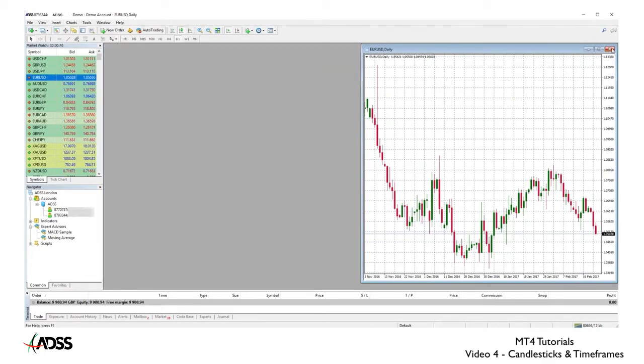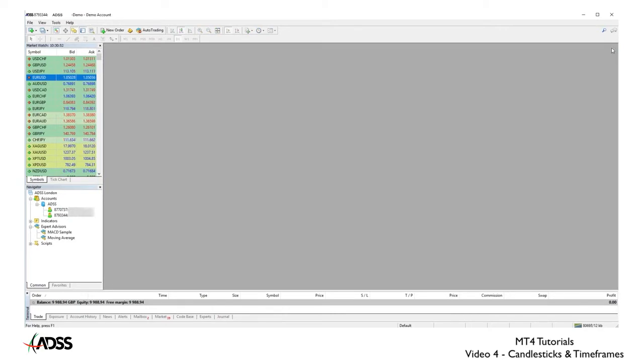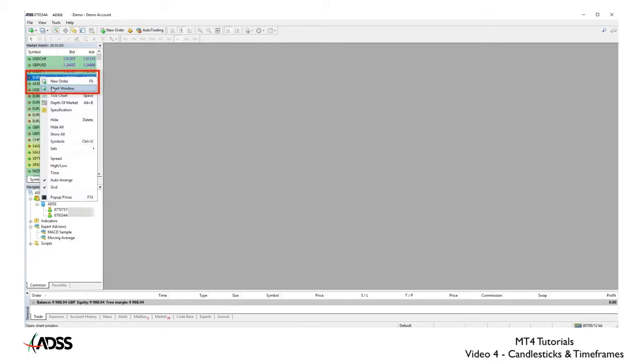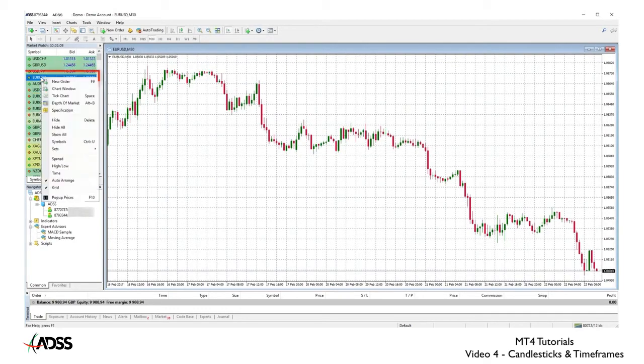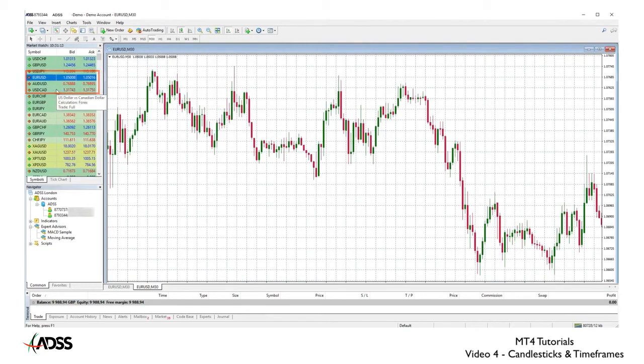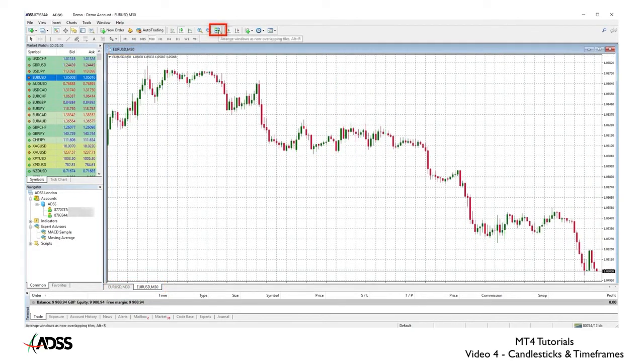If you followed videos 2 and 3, you'll have a default template set to a naked chart on the 30-minute time frame. Please right-click in Market Watch over Eurodollar and select Chart Window. OK, now do it again. You may only see one chart, but the tabs at the bottom tell us that we have, in fact, two Eurodollar M30, that's 30-minute, charts available. To display them both, please click on the Tile button to arrange the two windows.